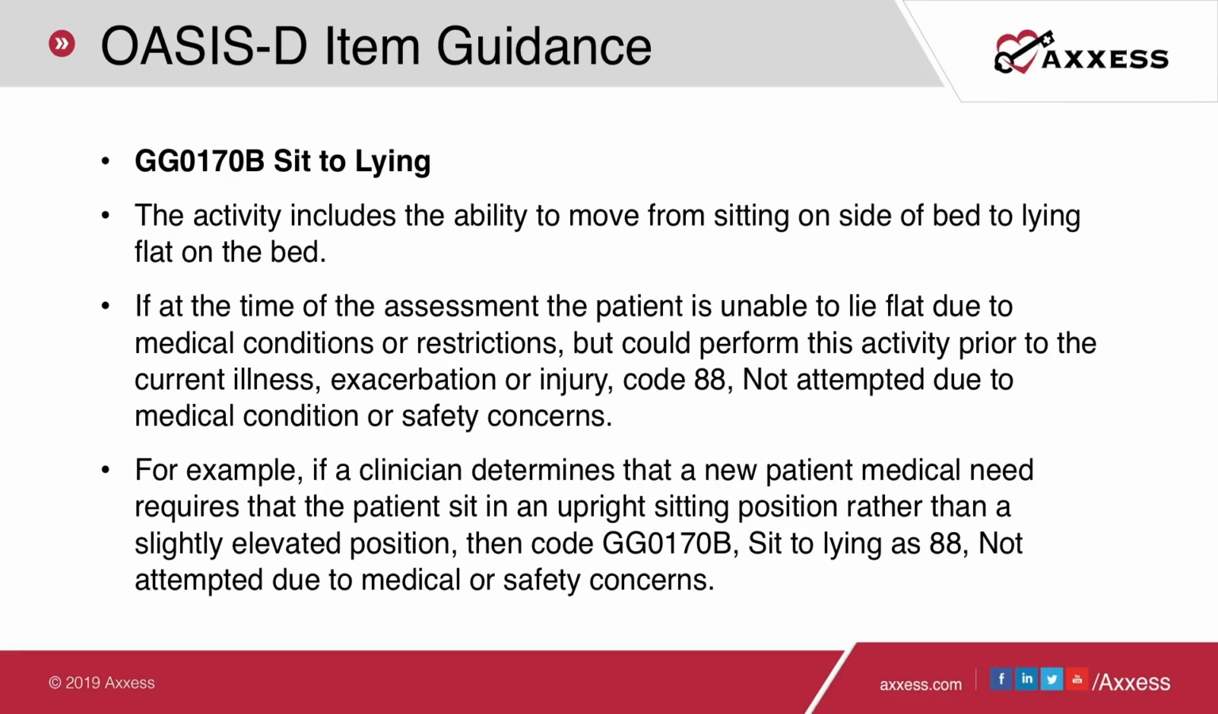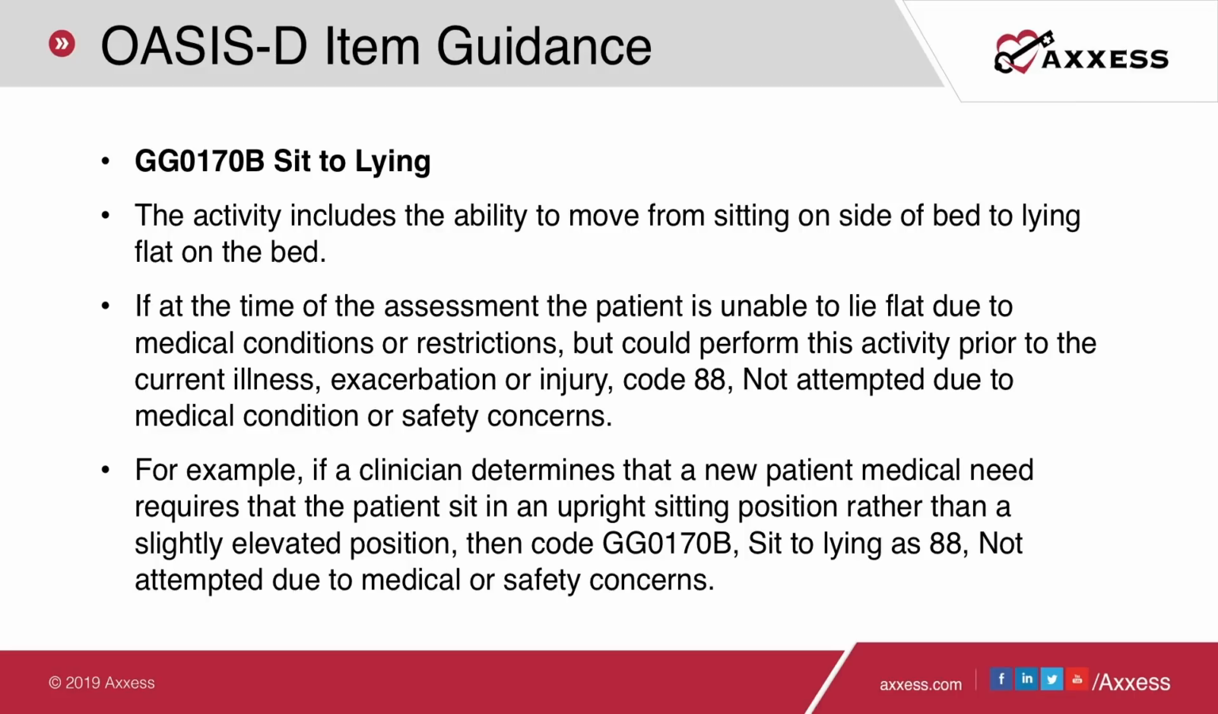Okay, let's go on to sit to lying. This activity in row GG0170B includes the ability to move from sitting on the side of the bed to lying flat on the bed. If at the time of the assessment the patient's unable to lie flat due to medical conditions or restrictions, but could perform this activity prior to current illness, exacerbation, or injury, then you would code 88, not attempted due to medical condition or safety.